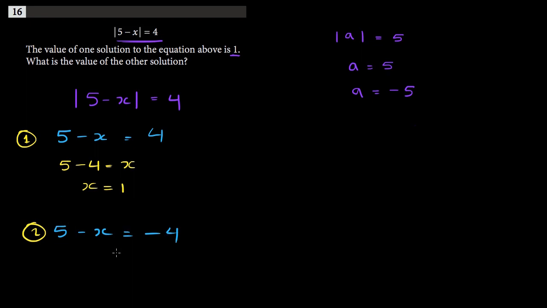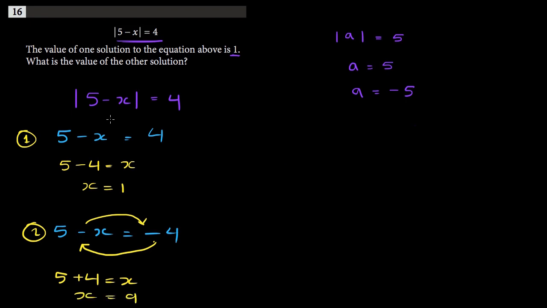5 minus x equals minus 4. Well, in the same way, I can add 4 to both sides this time, and add x to both sides this time. And so that brings the x to the right hand side and the minus 4 to the left hand side. So it becomes 5 plus 4 equals x, and so x equals 9.